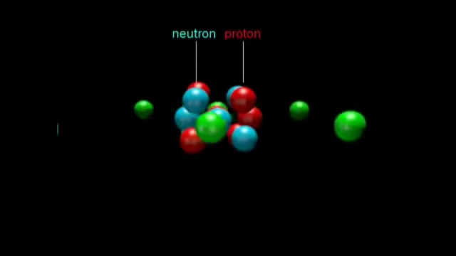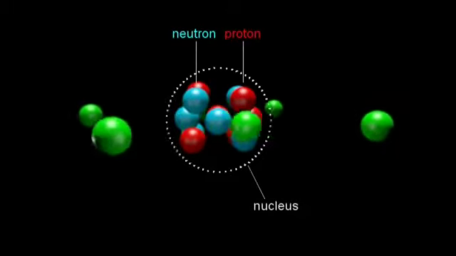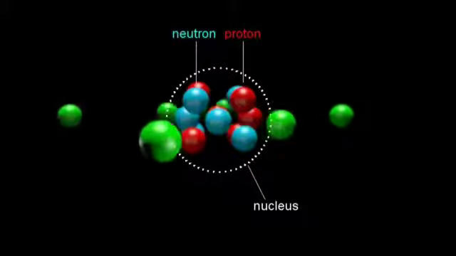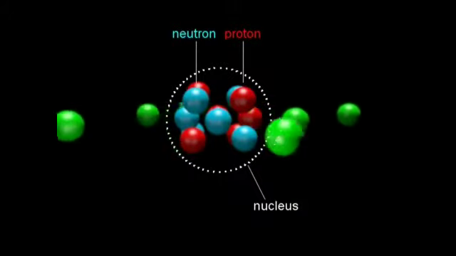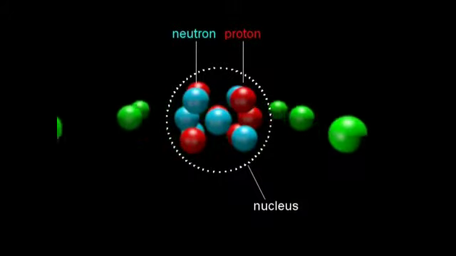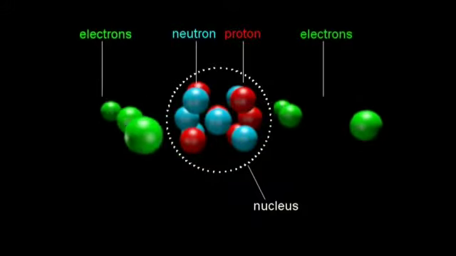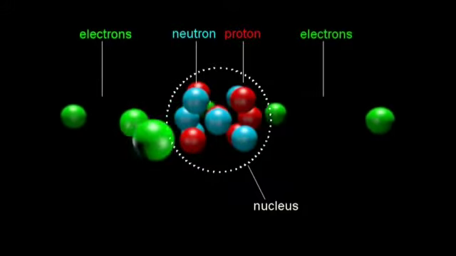At the center of an atom are protons and neutrons. We call this center the nucleus of the atom. That's where the word nuclear comes from, since anything to do with nuclear deals with stuff in the nucleus of the atom. And to complete our model, circling around the nucleus are electrons.